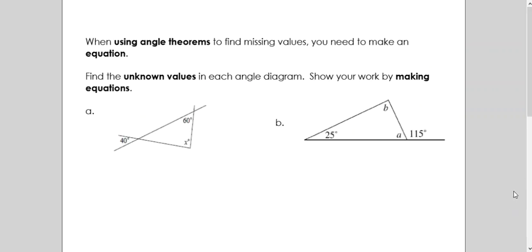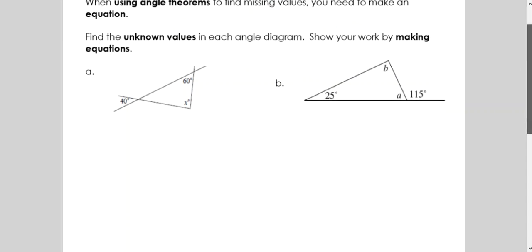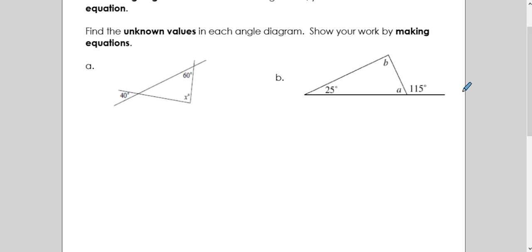So let's jump into this. When using angle theorems to find missing values, you need to make an equation. Find the unknowns in each of the diagrams, show by making equations. Make equations. Simple as that. So what do we know from part A? Well, we know that we have a vertical opposite angle. Well, that makes that 40 degrees.